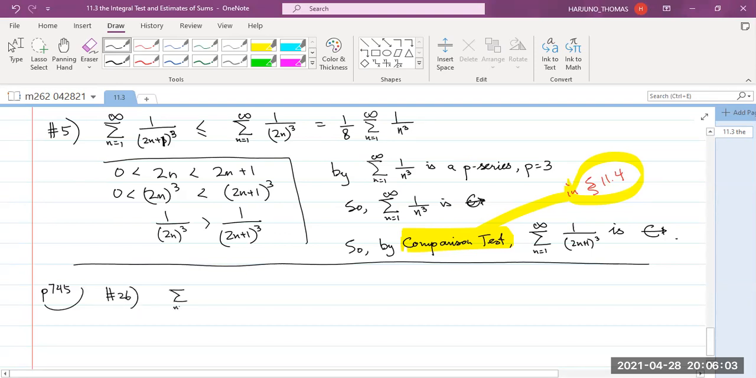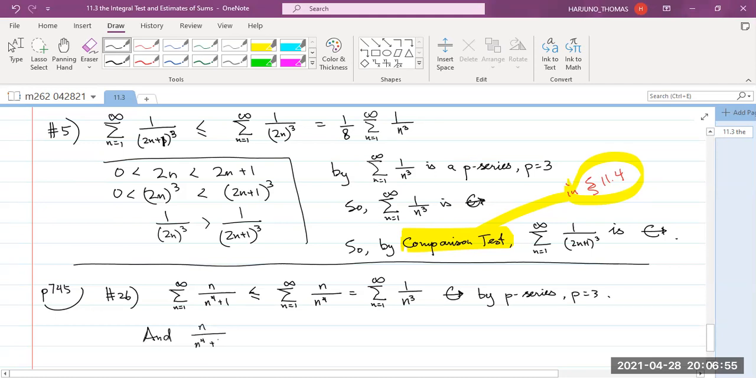Let me go over this. This is the series from 1 to infinity of n over n to the 4th plus 1. Now we know this is less than or equal to, to be safe, n over n to the 4th, right? If I divide by a smaller number, then the quotient will be larger. But this series is the same as 1 over n cubed, which is convergent by the p-series, p equals 3. Does it make sense? And this term here is always positive, not negative, for n greater than or equal to 1.